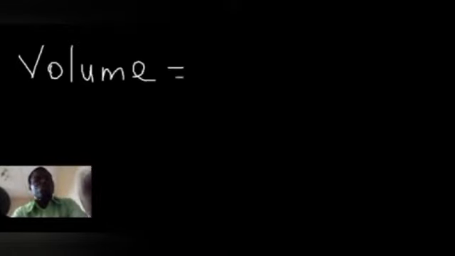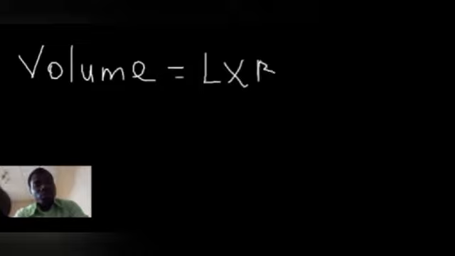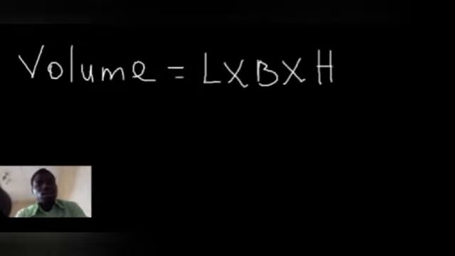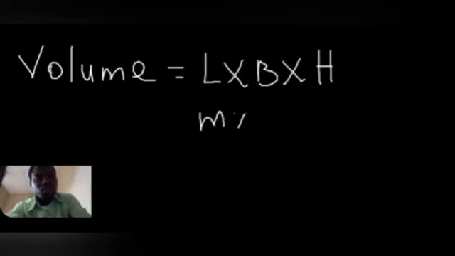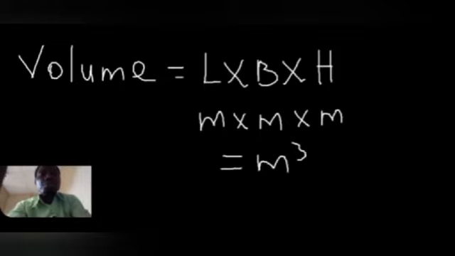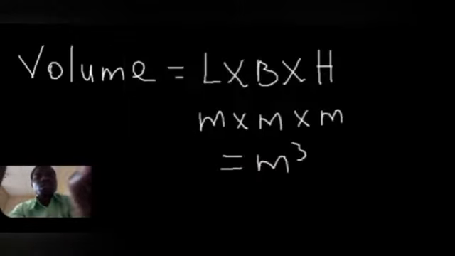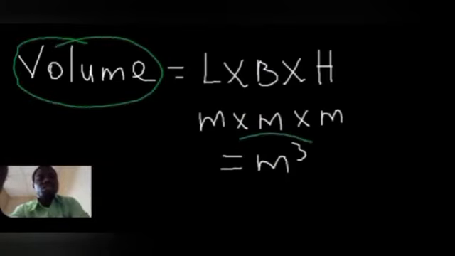Then we want to look at another quantity, volume. The volume of a four-sided shape would be length times breadth times height. Length is meters, that's the basic unit for length, breadth meters, and likewise height is meters. So m times m times m gives us m raised to the power of 3, m cubed. So the derived quantity is volume, and the unit is meter cube.